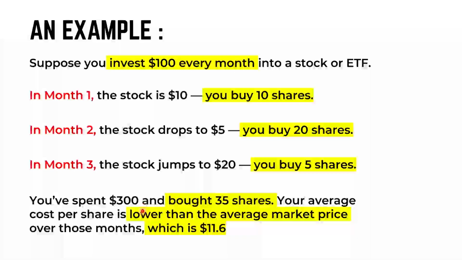Your average cost per share is lower than the average market price over those months, which is $11.67. That's the magic of dollar cost averaging. You buy more when prices are low and less when prices are high. This strategy can help protect you from making big investing mistakes, like putting in a lump sum right before a market crash. It helps you stay calm and focused instead of reacting emotionally to market news.